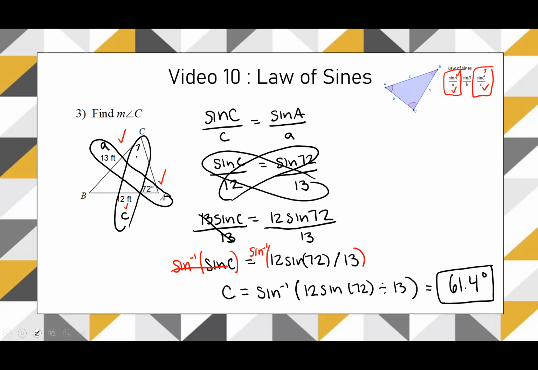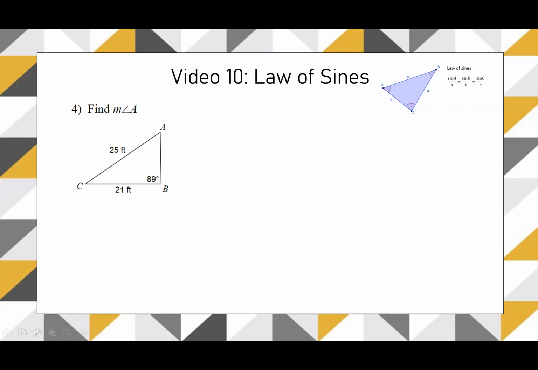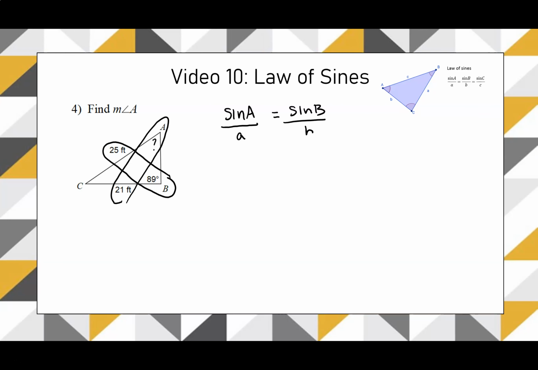Okay, let's try another one. Let's find angle A. It's our last problem in our video. So angle A is right here. I'm going to put a question mark next to that. And I'm going to circle and circle here. Clearly, this is going to be an A and a B problem, meaning I'm going to have sine A over A equals sine B over B.